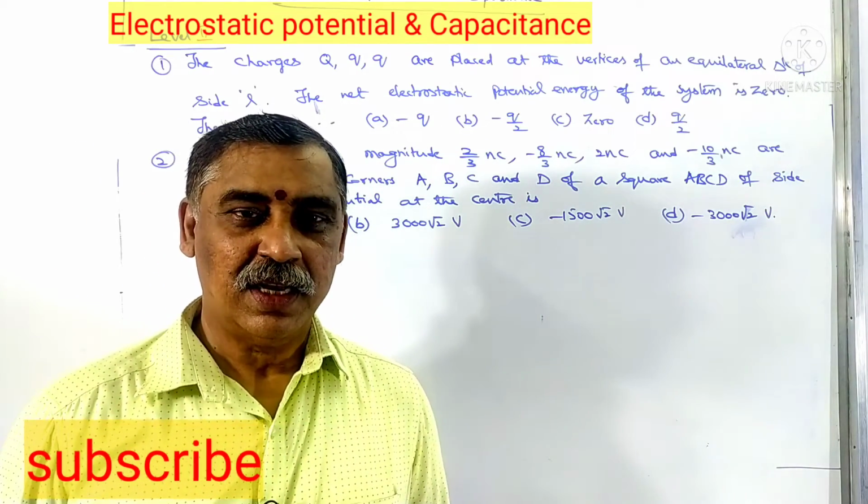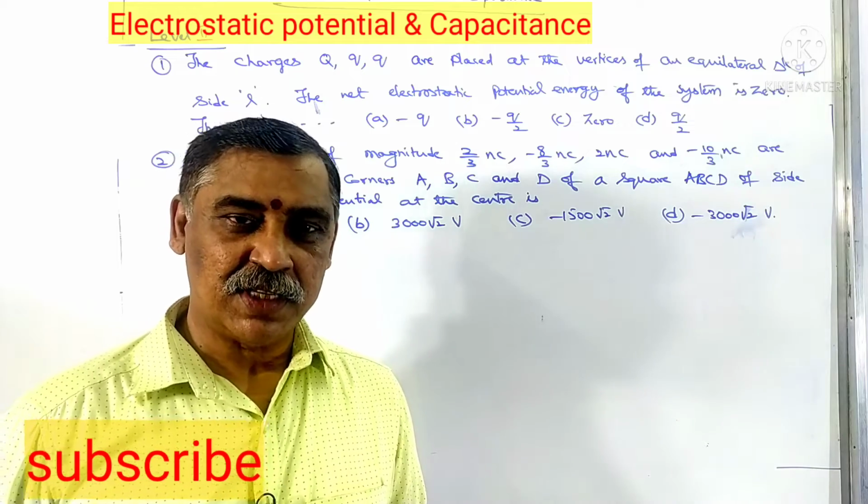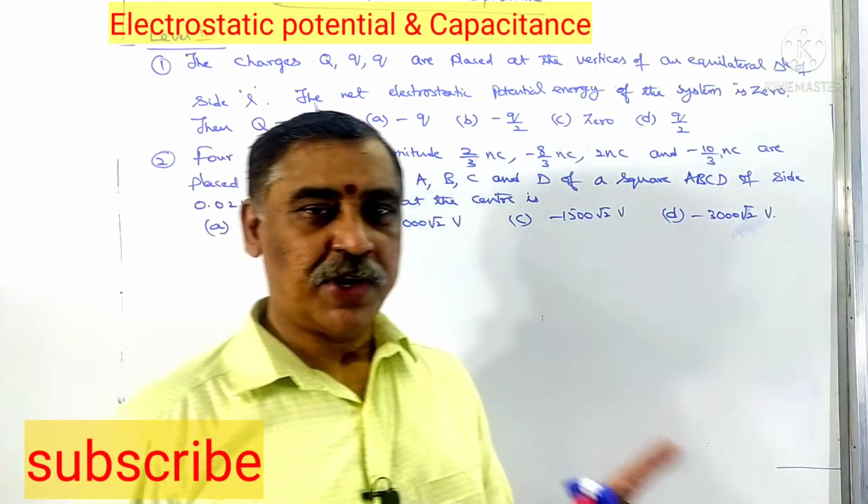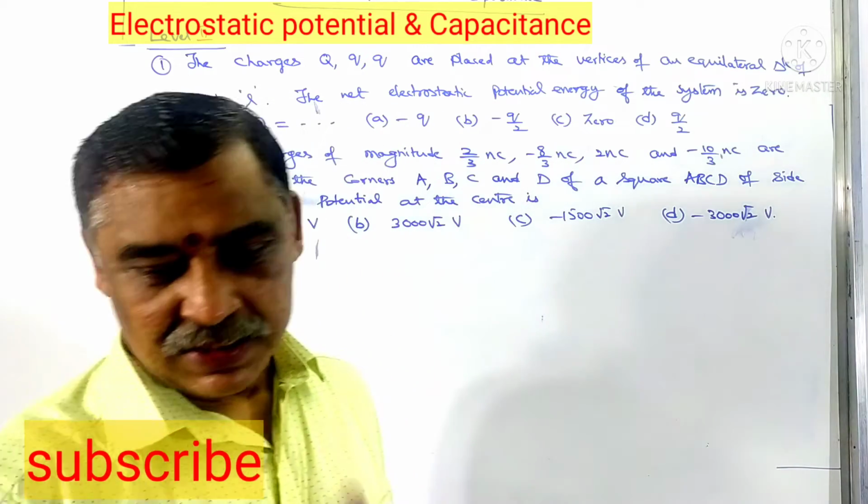In this session, I discuss the second level questions of the second chapter of second PUC, that is electrostatic potential and capacitance. Let us start.